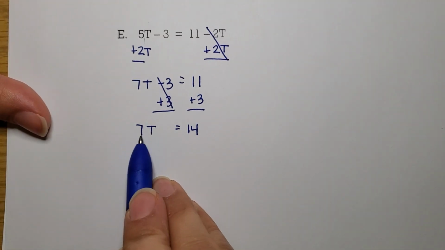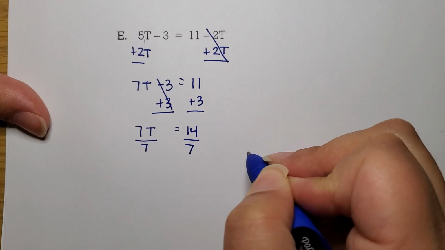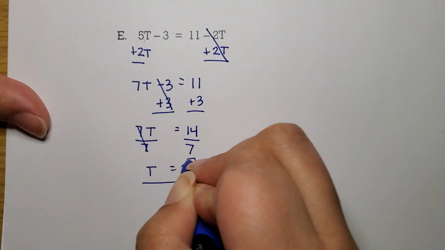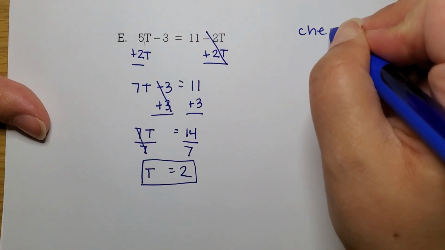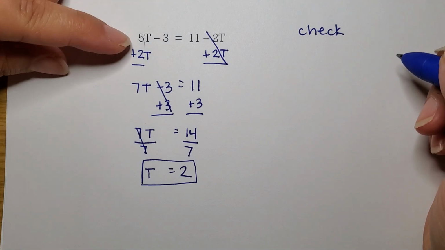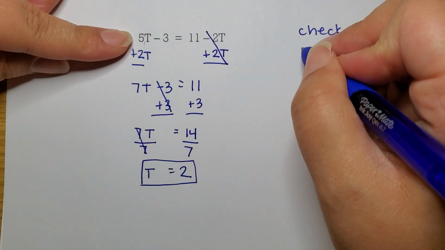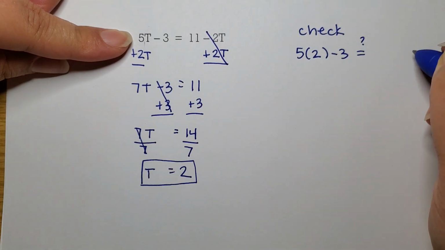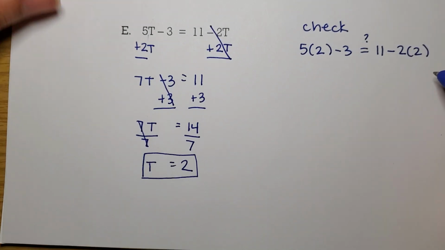So since this is 7 times t, I'm going to divide both sides by 7 to get t equal to 2. Let's do a check. So I'm going to go back to my original equation and replace t with 2. So 5 times 2 minus 3, does that equal 11 minus 2 times 2?